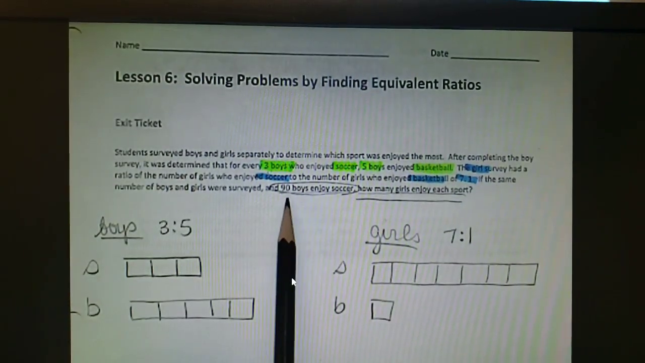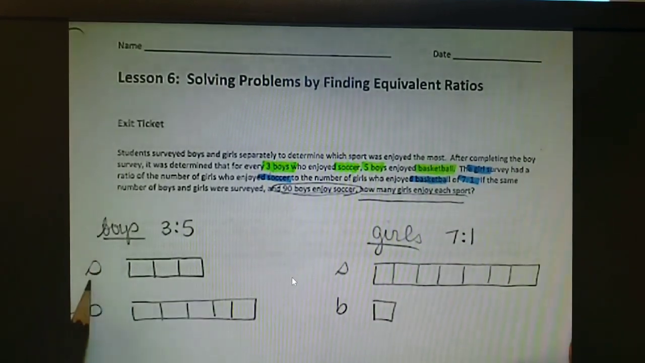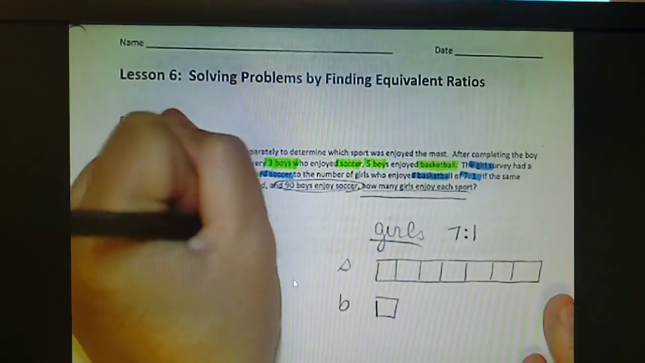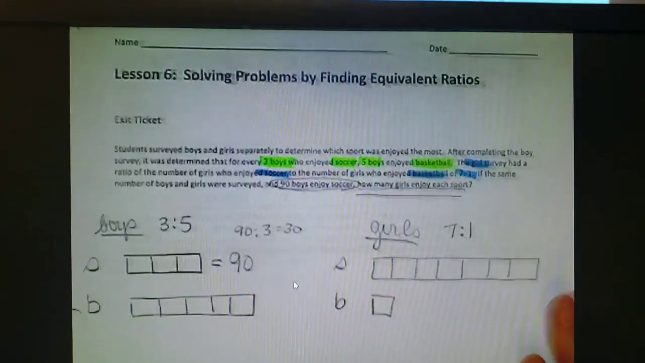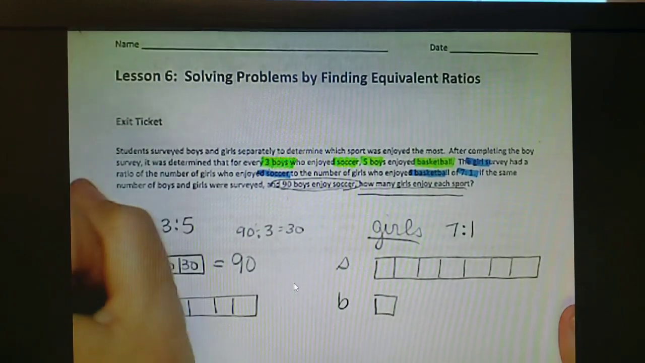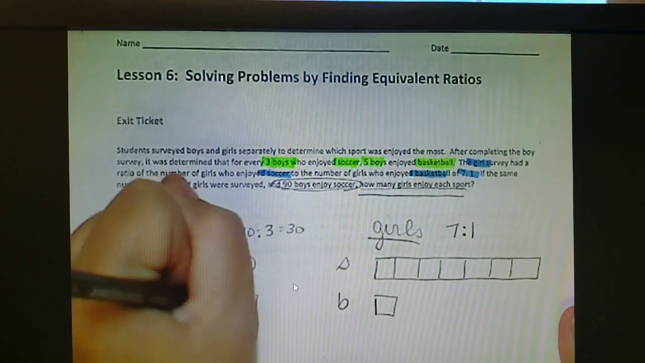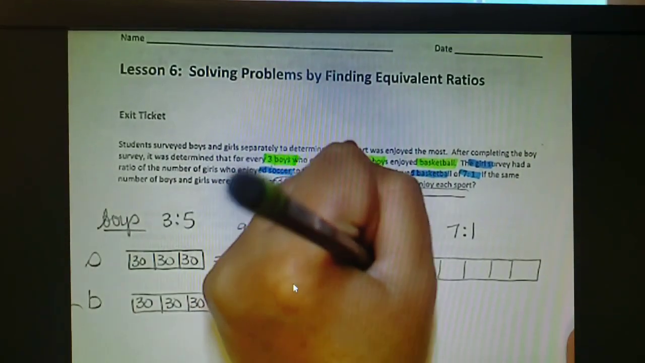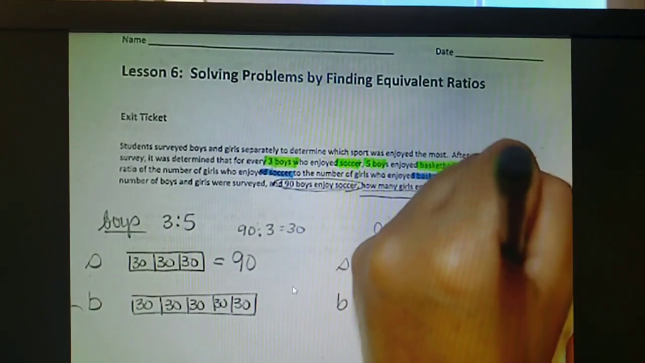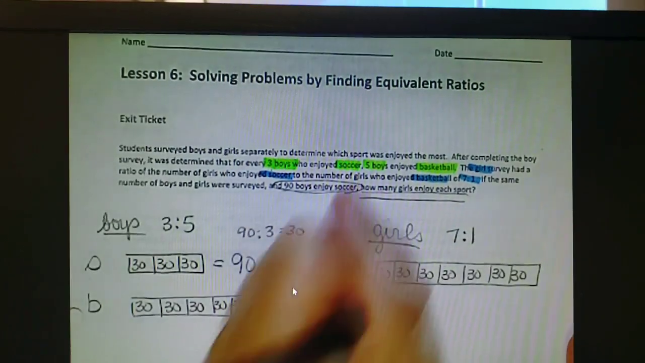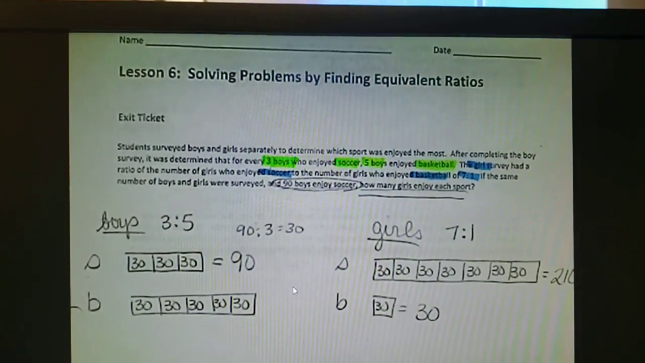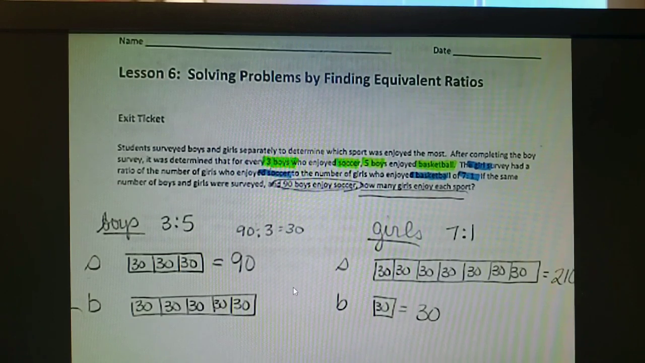Okay, so there's both of the 2 ratios set up as a tape diagram. So now we're going to look, we have 90 boys enjoy soccer. So we're going to go to boys, we're going to go to soccer, it's going to equal 90. So we're just going to take 90 divided by 3, which gives us 30, which means every single one of these is 30. Okay, and same thing over there. All of these get to be 30 as well. Which means there are 30 girls who like basketball and there are 210 girls who like soccer. Okay, which gives us the same total.